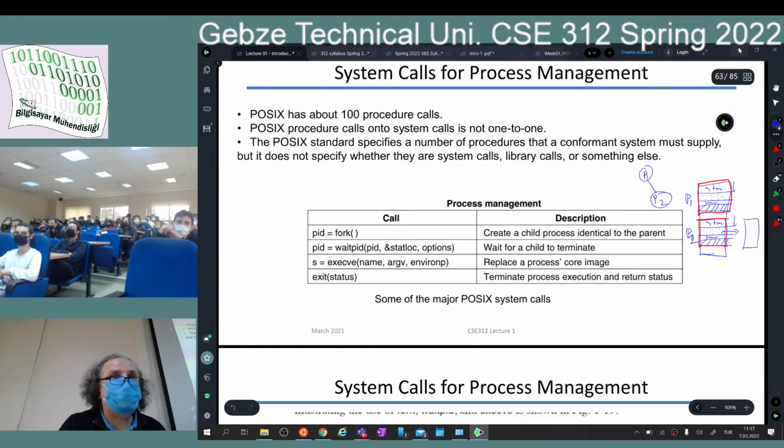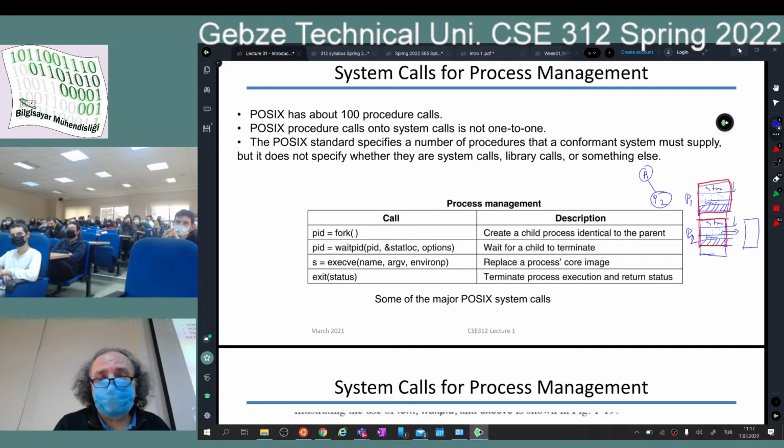Does the address space change after replacing the process's core image? Did everybody hear it? Yes? No? Okay, say it louder. The question is, does the address space change when we do this? And I'm going to ask the question back to you. Of course, the address space changes, but when does it change? When I do the fork or when I do the execve?